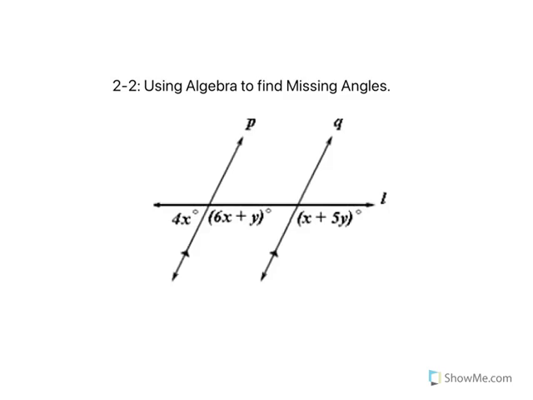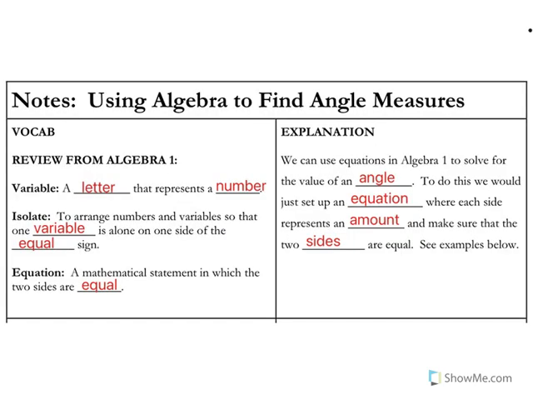Unit 2, Section 2, Using Algebra to Find Missing Angles. Now that we've learned the special relationships that happen when transversals cross parallel lines, we can use that information along with our knowledge of algebra to find the degrees or to find the variables. So let's take a look at some vocabulary to help us get ready.